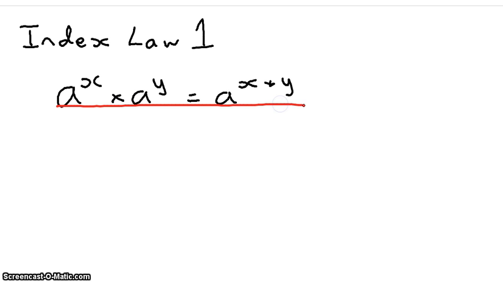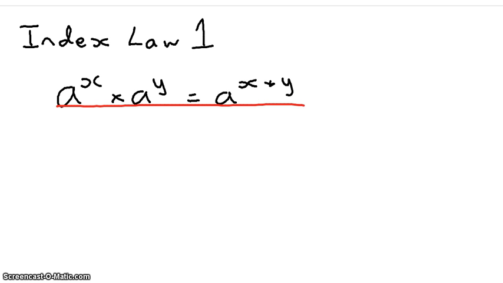Now, I will have given you, or if I haven't, I should, and remind me please, a sheet on all the index laws, a little poster type thingy. Makes your life easier. That's my job. So this is index law number one: a to the power of x times a to the power of y equals a to the power of x plus y. I'm going to give you an example with numbers, just so that you can see it, and then we'll move on to the actual example itself.